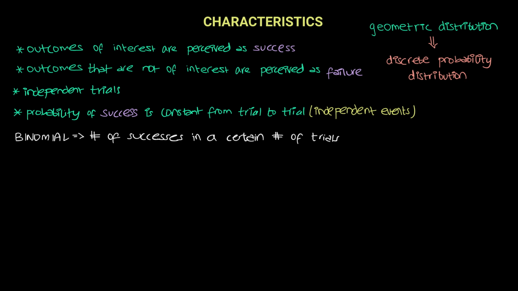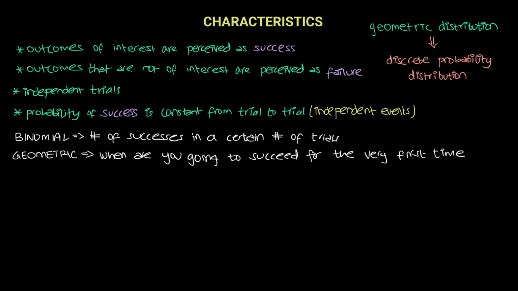Now for a geometric distribution, we do not have a finite number of trials, because a geometric distribution tells us when we are going to succeed for the very first time. For example, we are rolling a dice and we succeed when we land on a 6. How many times do we need to roll the dice before we land on a 6 for the very first time? Does it take 5 trials? Does it take 6 trials? Does it take 1 trial? So a geometric distribution does not have a finite number of trials. We do not know how many trials it will take for us to succeed for the very first time.